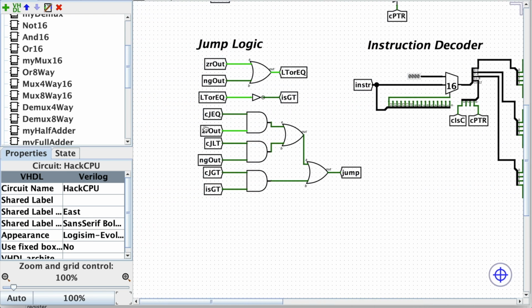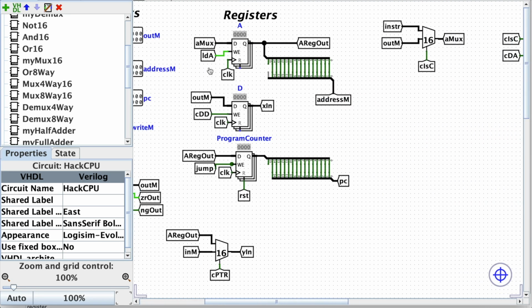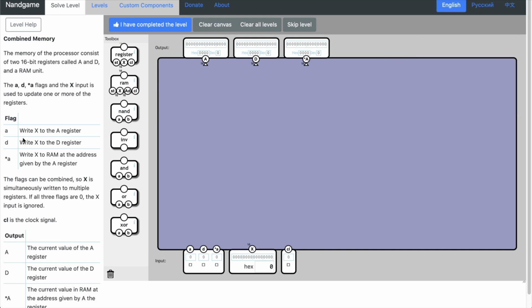So for example, this jump logic section is the section we literally just did in Nand game previously. But now we're working on this logic here, where there are going to be flags that are going to indicate which of these registers or the main memory we're going to be writing to. So let's think about this. Let's get rid of our instructional text. Our spec is over here. It says there are 3 flags, A, D, and star A. I believe Nand to Tetris calls that the M flag. If A is set, we're writing to the A register. If D is set, we're writing to the D register.